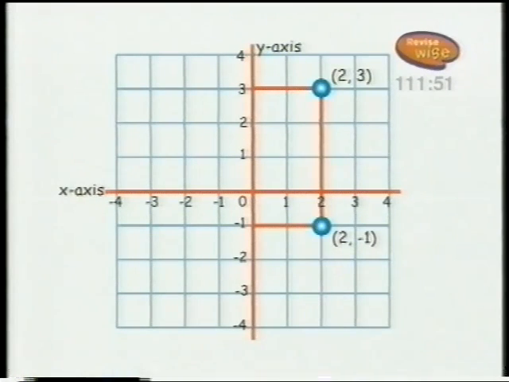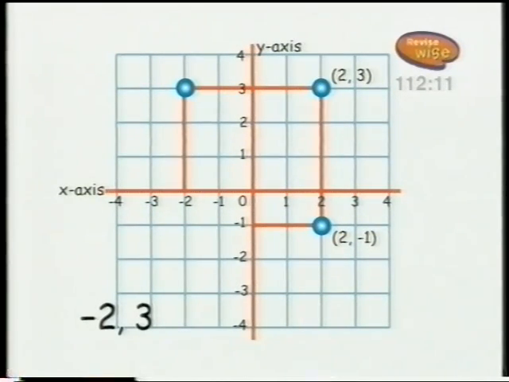Okay, so what are the coordinates of this point? Think carefully again. X-axis first, that's -2. Y-axis second, that's 3. So the coordinate is -2, 3, in brackets with a comma in between the numbers.